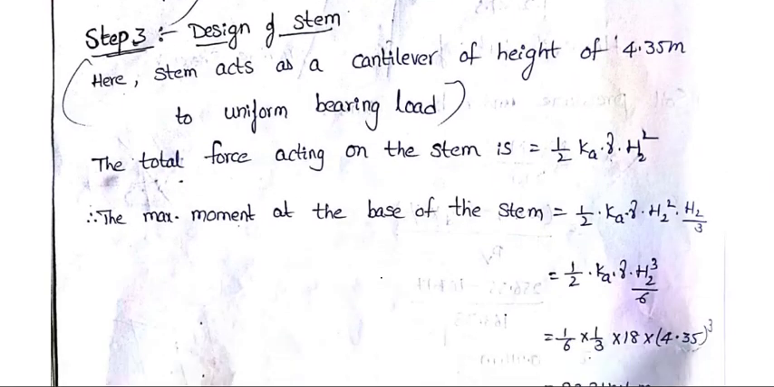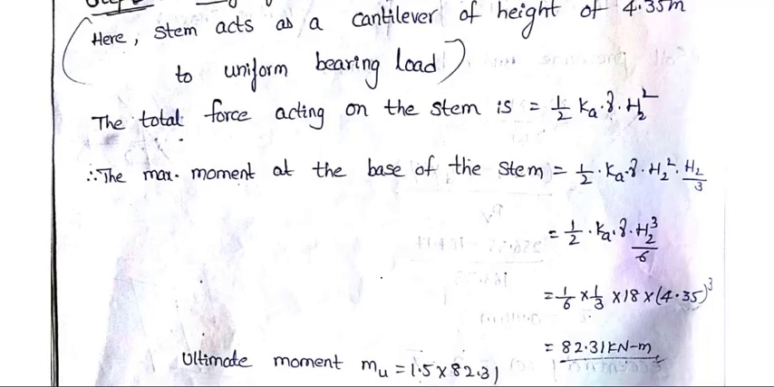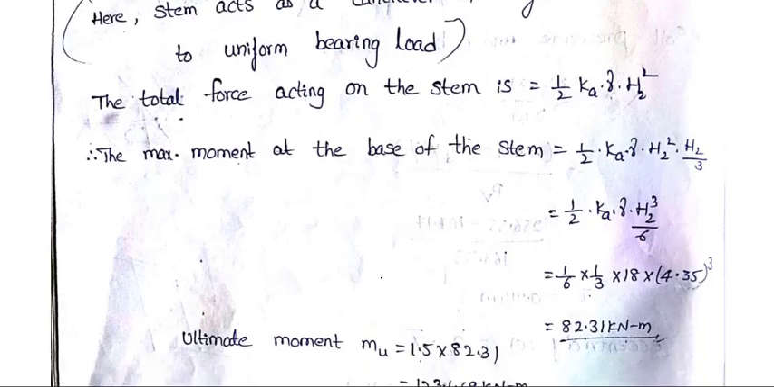So next one is design of stem, step 3. So design of stem. The total force acting on the stem is 1 by 2 Ka gamma h square. Next, the maximum moment at the base of the stem is 1 by 2 into gamma into K into h2 square into h2 by 3.